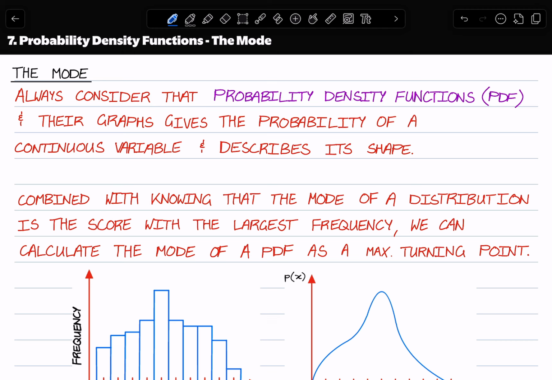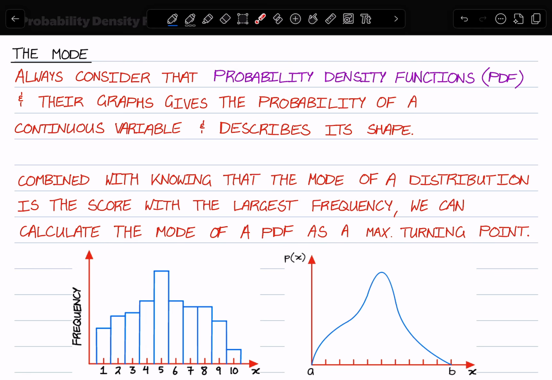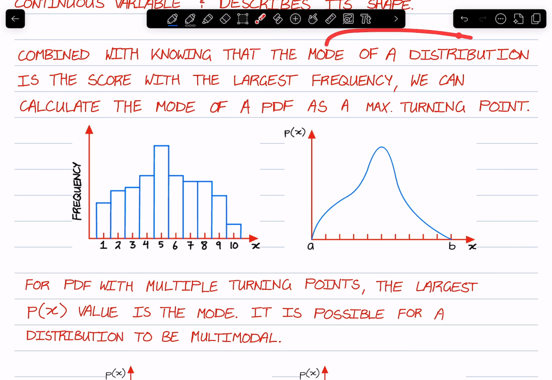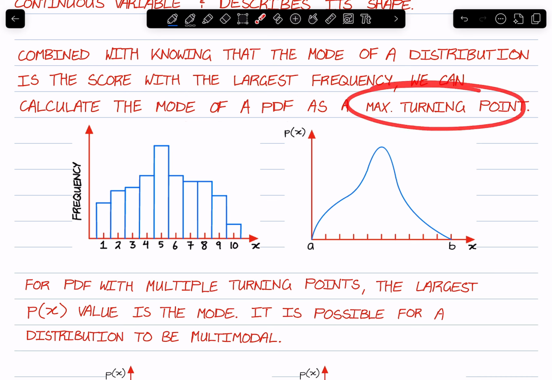Hello class, this is a video tutorial on probability density functions, and in this video we'll be looking at calculating the mode. Now, always consider that PDFs and their graphs give the probability of a continuous variable and describe its shape. Combined with knowing that the mode of a distribution is simply the score with the largest frequency, we can calculate the mode of any PDF as a maximum turning point.